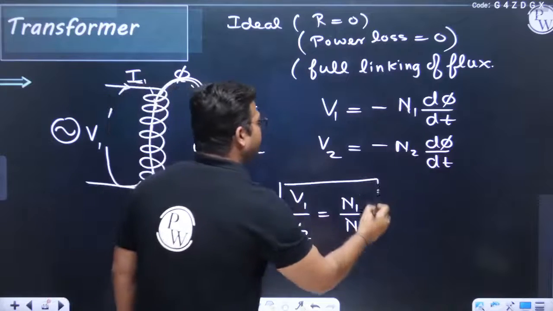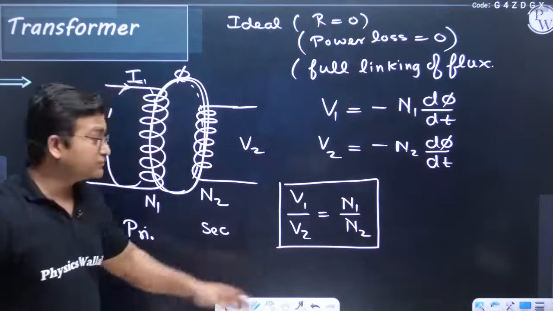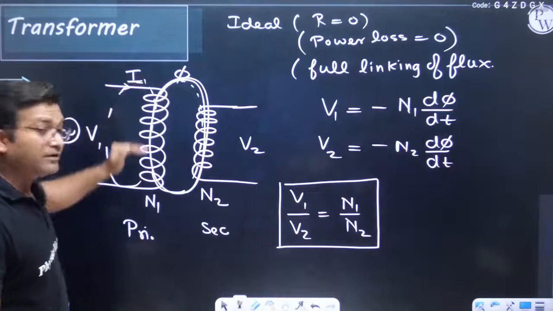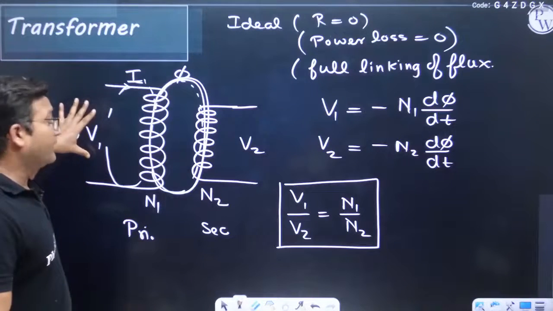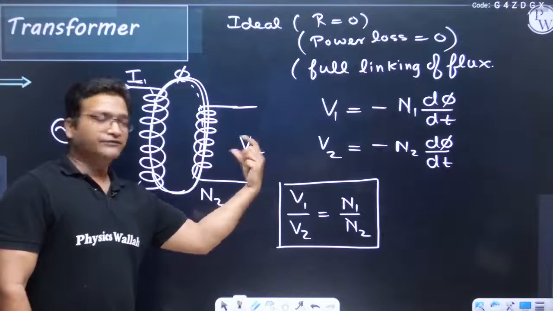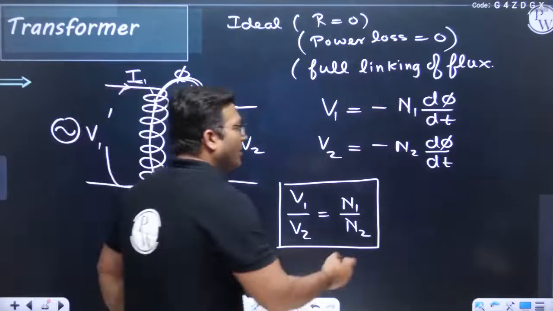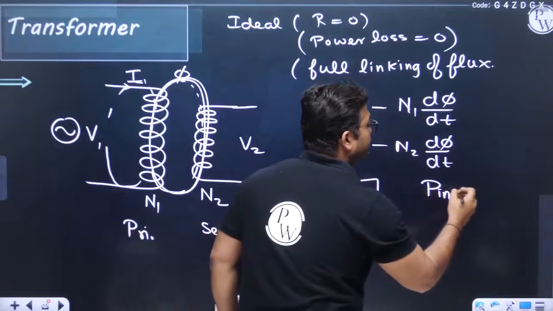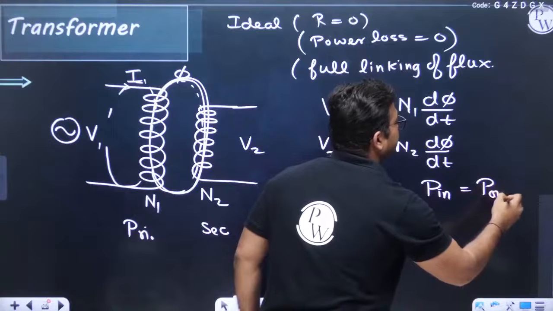So can you see the V1, the voltage is proportional to number of turns. So if here we have large number of turns, here we have bigger voltage. If here we have a smaller number of turns, we have a smaller voltage. Also, as there is no power loss, power input should be equal to power output.